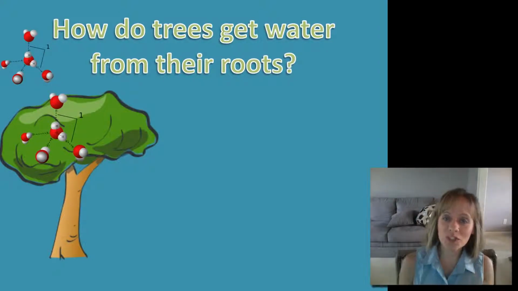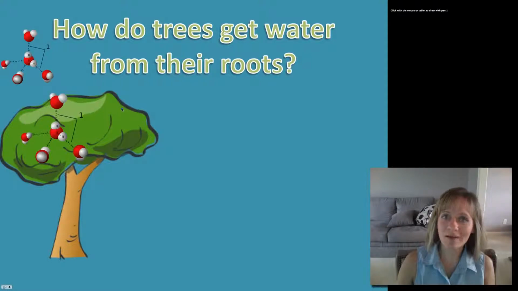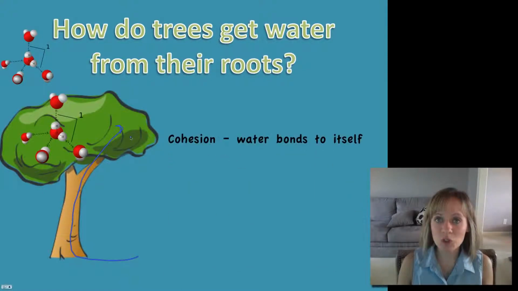So the first property is, I want you to think about trees, right? Trees are in the ground and they've got these root systems that pick up all this water, but their leaves need water as well. And what if it's not raining? Well, they need to get water from the roots up to the leaves. And how do they do that? Well, it's due to some special properties of water.